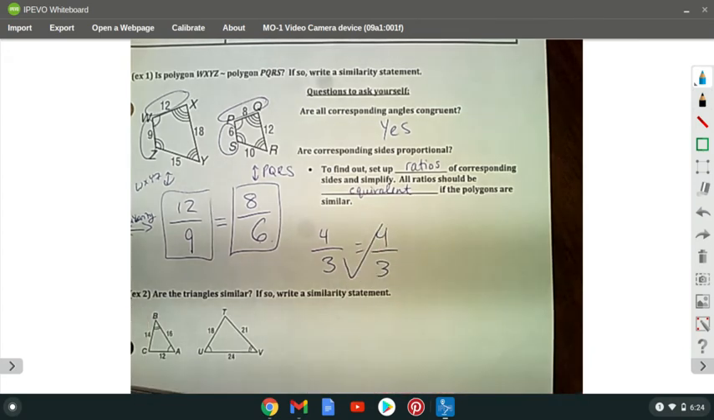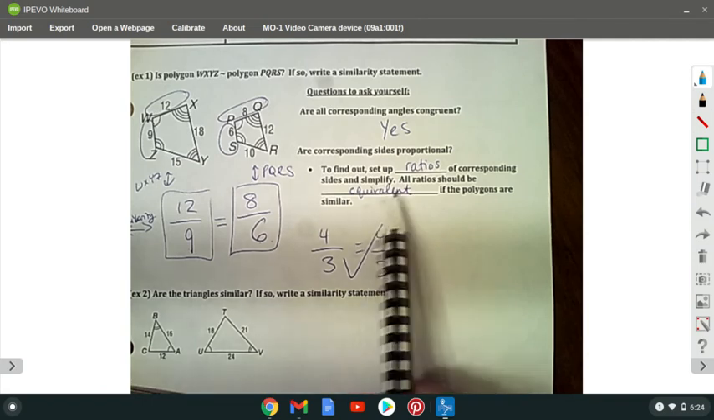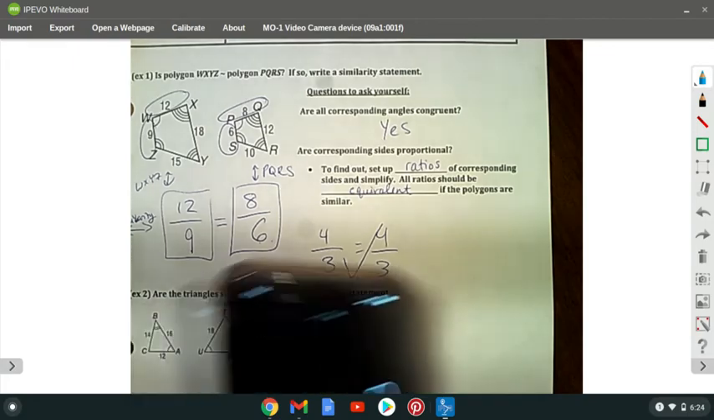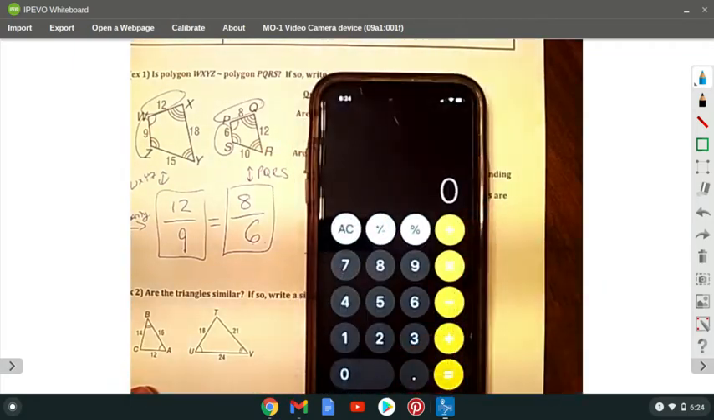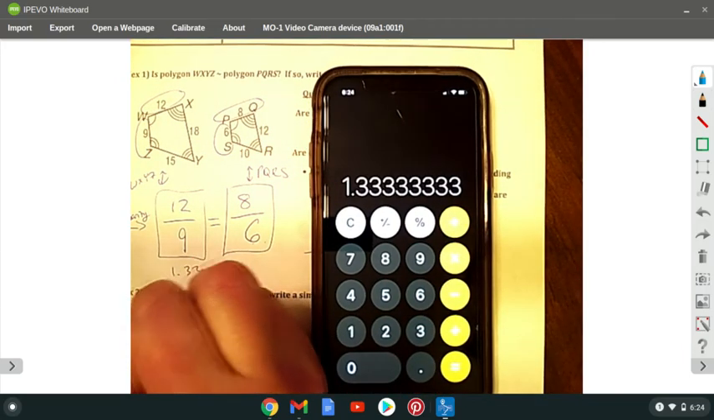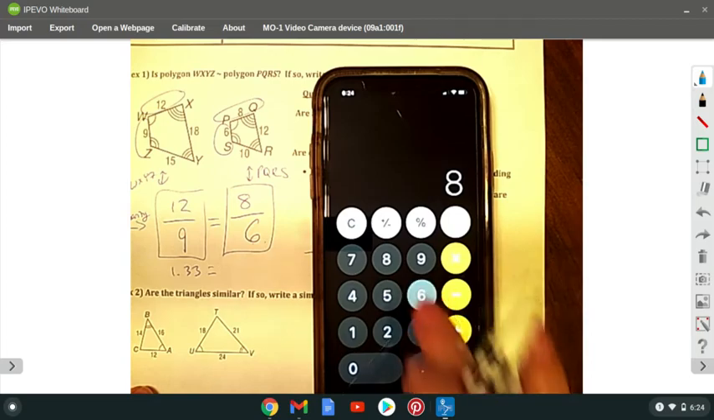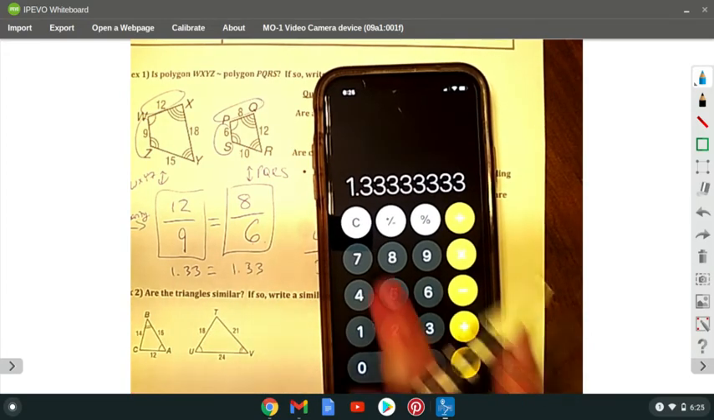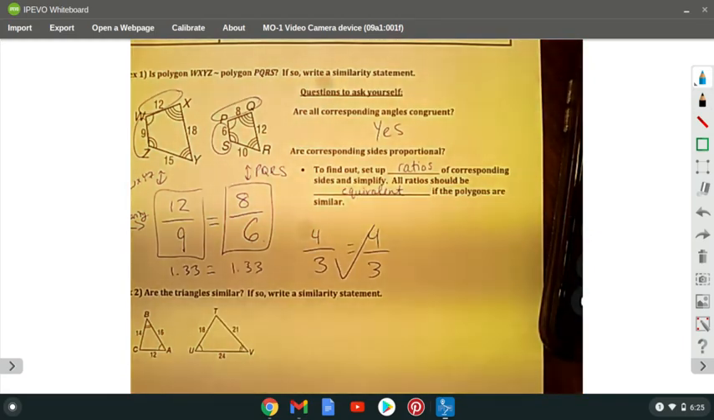So I know that these are proportionate sides. I know that because when I set up my ratios, they were equivalent. The other way you could have done this, take out your handy dandy calculator, could have done 12 divided by 9 and got 1.33. 8 divided by 6 got 1.33, and notice they were the same. If they are the same, then they are proportionate sides.